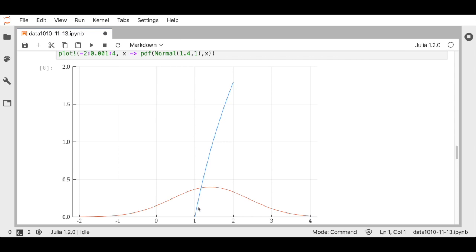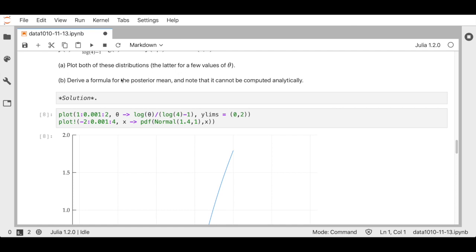Or if p ended up being closer to 1, then it would be shifted to the left a bit, closer to 2 would be shifted to the right, and so on. So in part B, we're asked to come up with a formula for the posterior mean, and note that it's an integral that we don't know how to compute analytically.